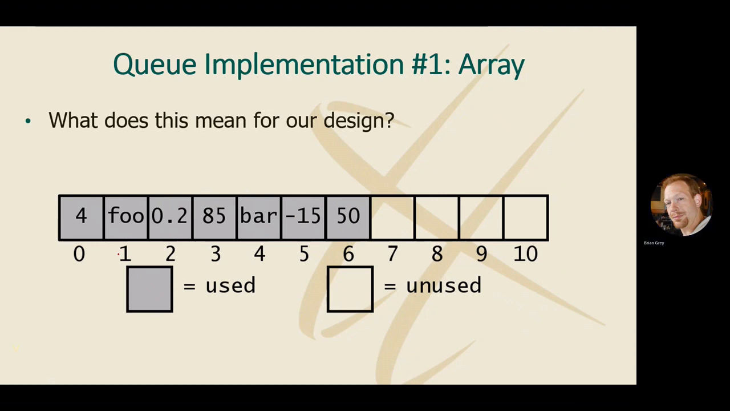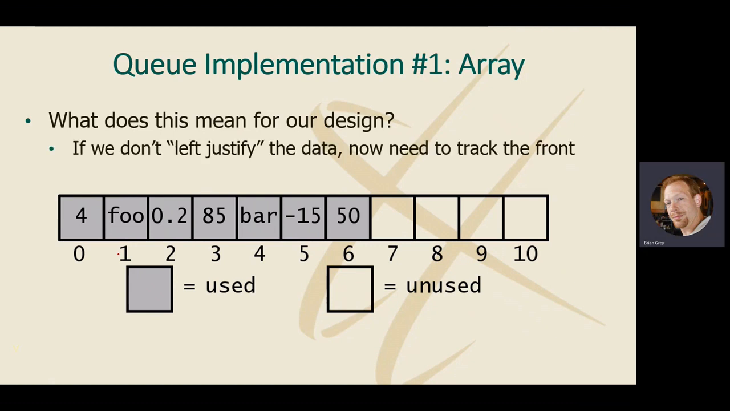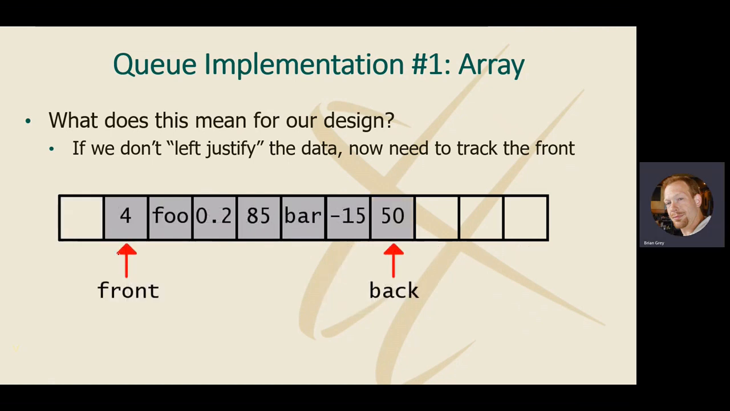Well, we just assumed that we had to left justify our data because it's convenient. That's the way we think about things. What if we didn't, though? What if we didn't left justify our data and instead we kept track of where in our array our data is? So we can keep track of our front and our back or our length.